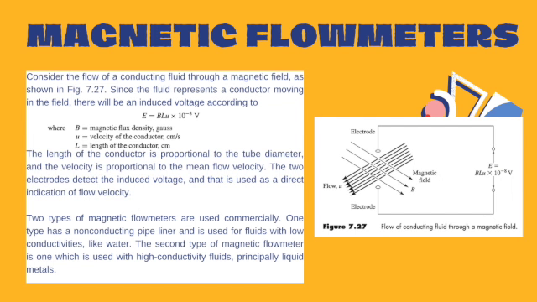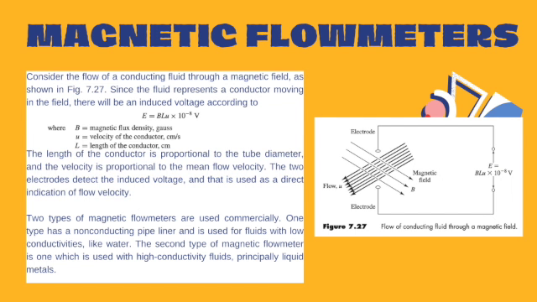In magnetic flow meters, you can consider the flow of a conducting fluid through a magnetic field as shown in the figure at the right, 7.27. Since the fluid represents a conductor moving in the field, there will be an induced voltage according to the equation below. The length of the conductor is proportional to the tube diameter, and the velocity is proportional to the mean flow velocity. The two electrodes detect the induced voltage, and that is used as a direct indication of the flow's velocity.